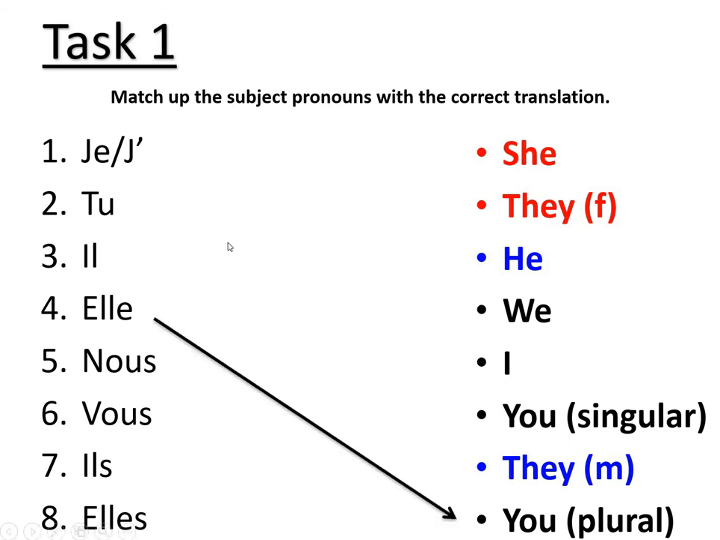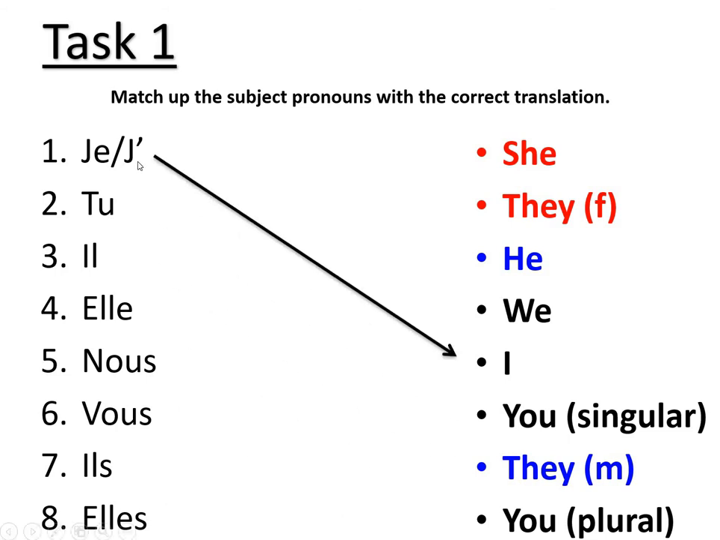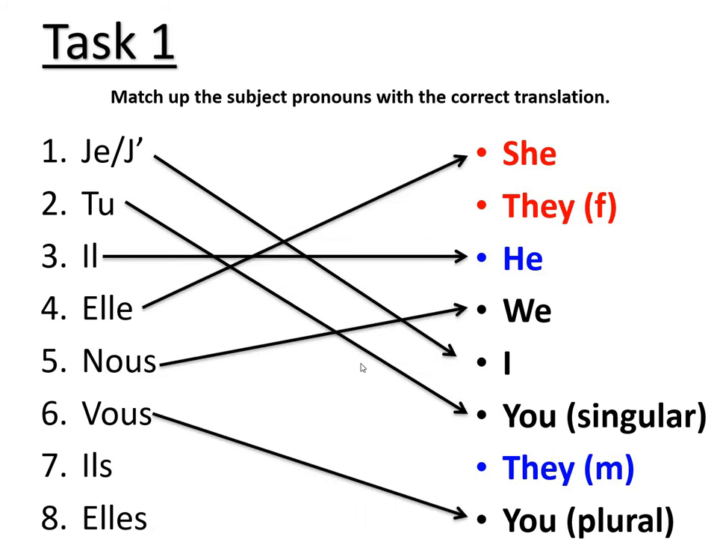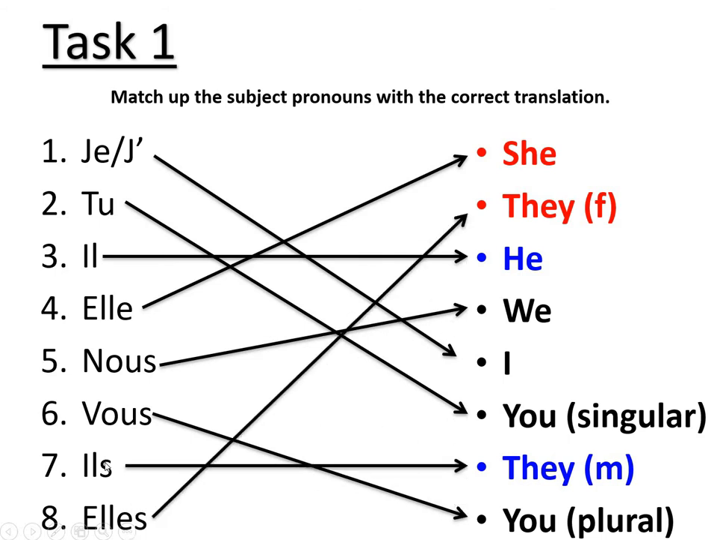Okay, so we've got je is I, it's j' before a vowel. Tu is you if it's singular, if there's one person. Il is he, elle is she, nous is we, vous is you if it's plural, if it's a group. And then ils, look, I've added an S to il, so I made he more than one. In other words, they, and the same for elles, with an S on the end, made it they. So task 1 done, we remember the people a little bit better now.